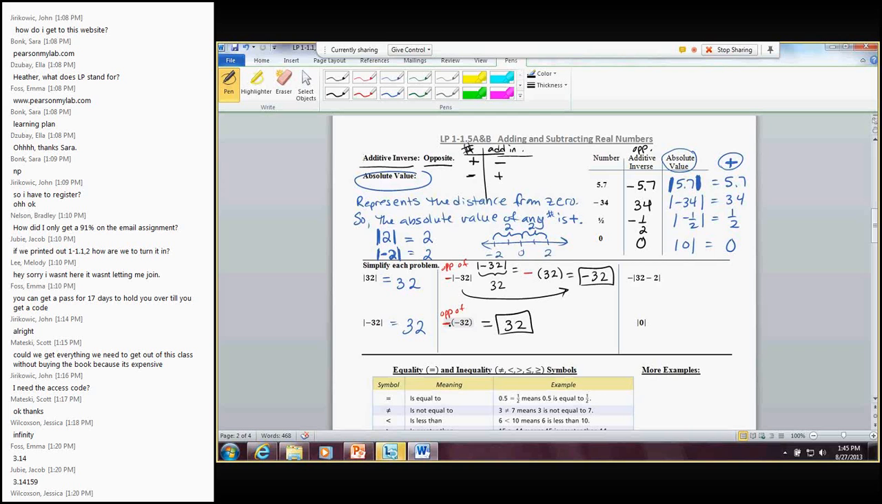Okay. Now you do the one on the right, this one up here, the opposite of the absolute value of 32 minus 2. We haven't done too much like that, have we, at all?